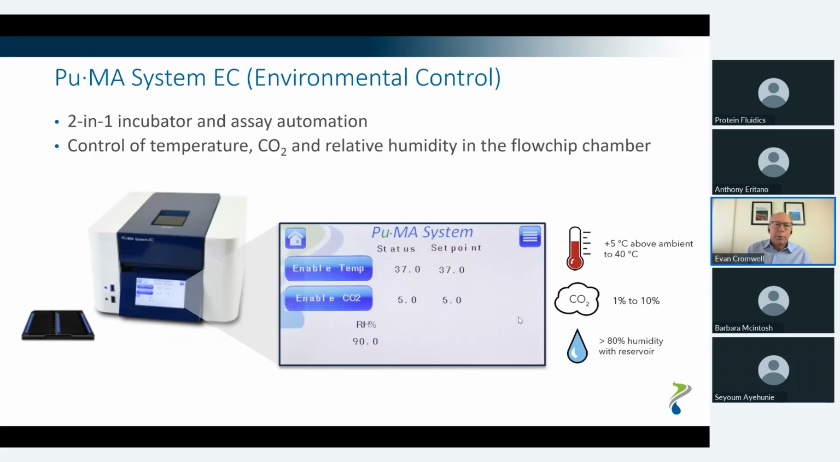Let me mention briefly a couple of new systems we have out. We have our Pu.Ma system EC, environmental control. So on your benchtop, you can now control temperature, CO2, and humidity. You could also take our regular Pu.Ma system and put it in an incubator. But if you don't want to tie up an incubator or you want to have more flexibility, Pu.Ma system EC is perfect for that.